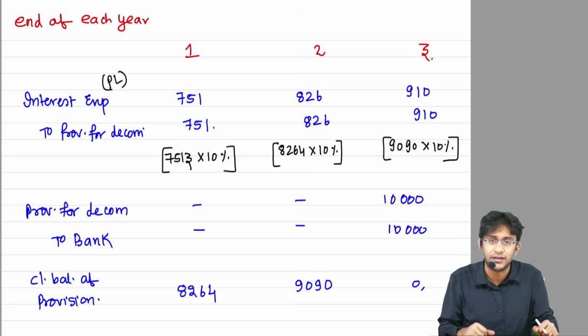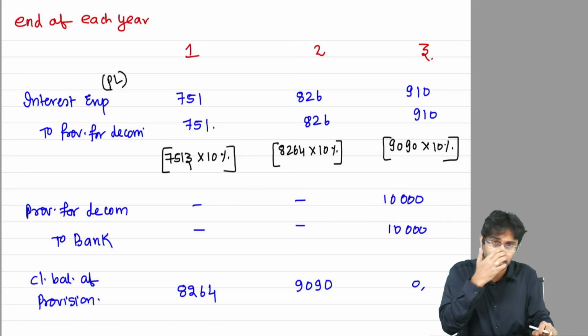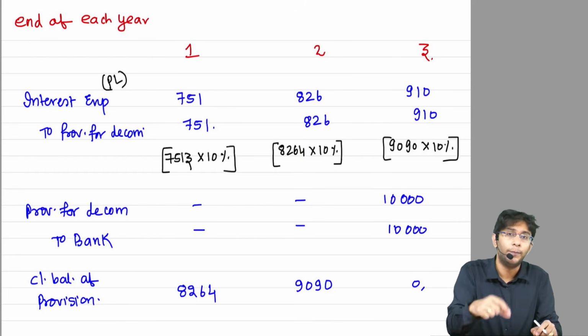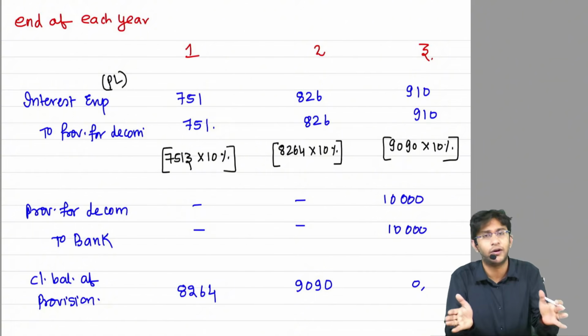Sir, why are you discussing this here? There is another standard, AS 29. At that time we'll discuss again. But this is a liability which is related to PPE. That is the reason I'm just finishing up the entire picture.